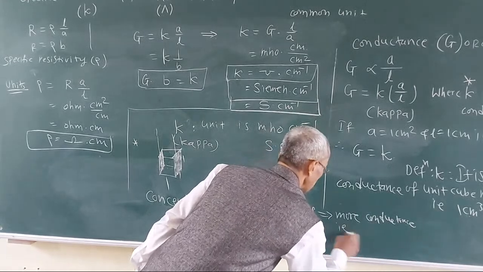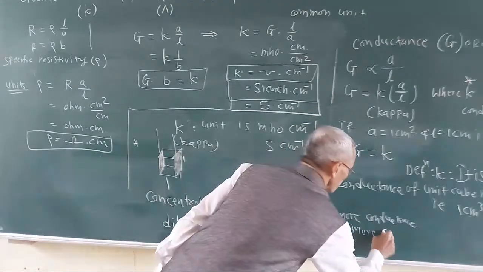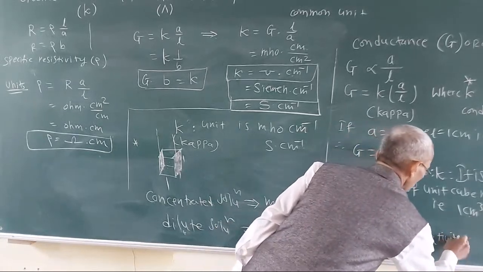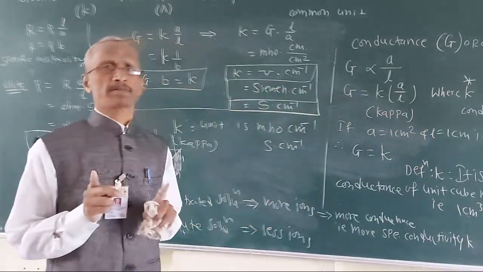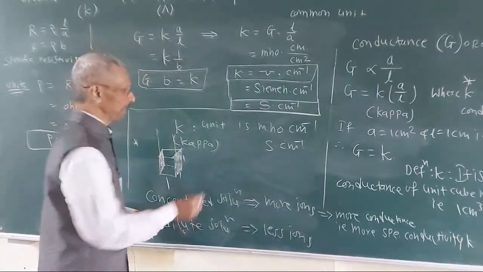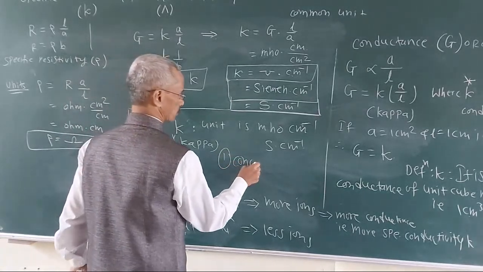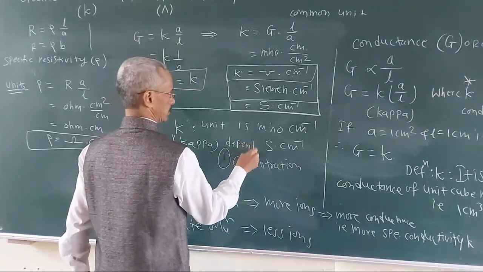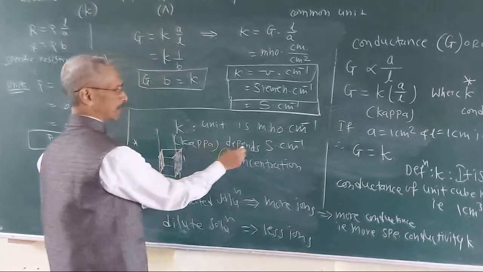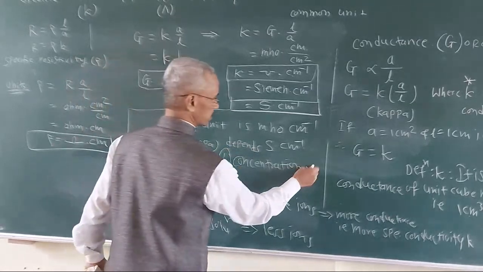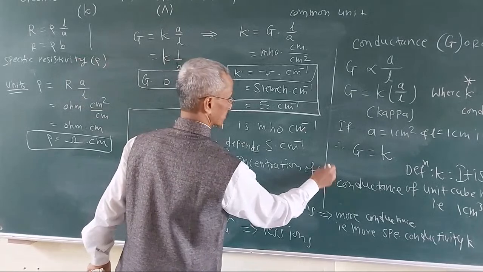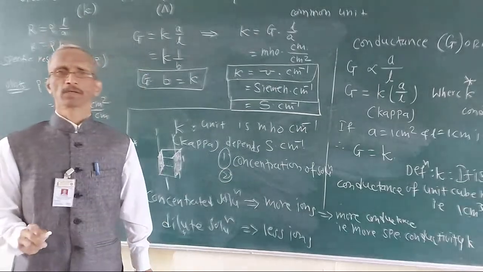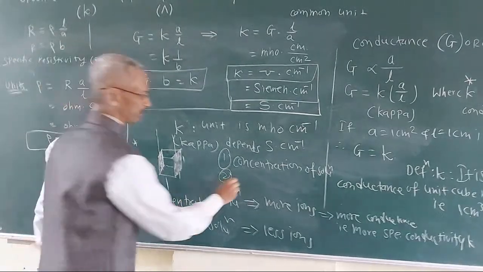That is more will be the specific conductivity. So here, K, the specific conductivity, depends upon the concentration. Kappa depends upon the concentration of the solution. Secondly, it also depends upon the temperature.